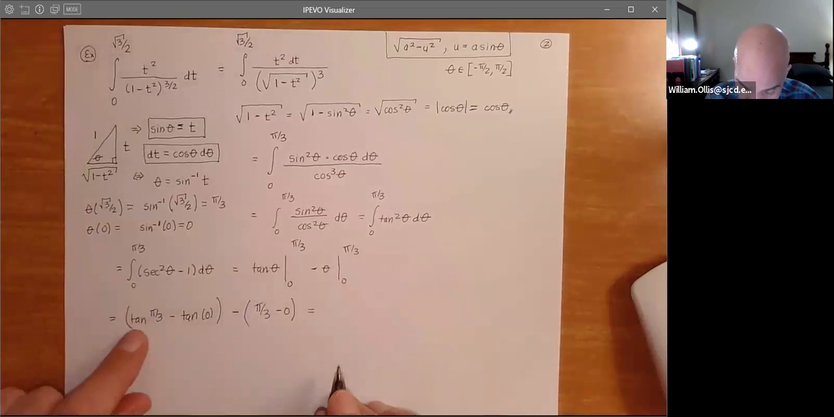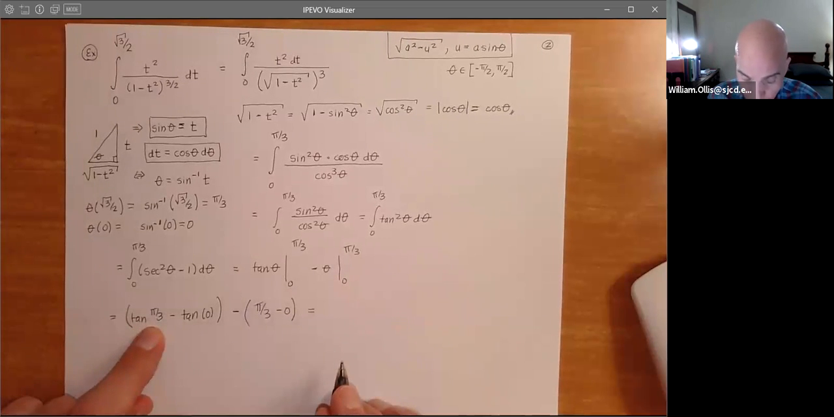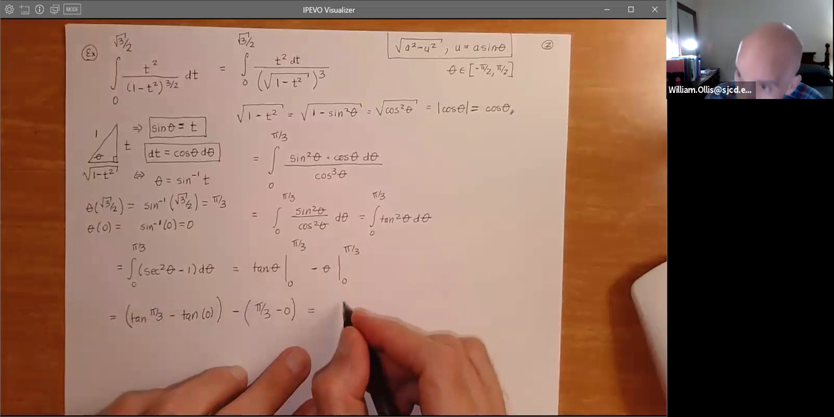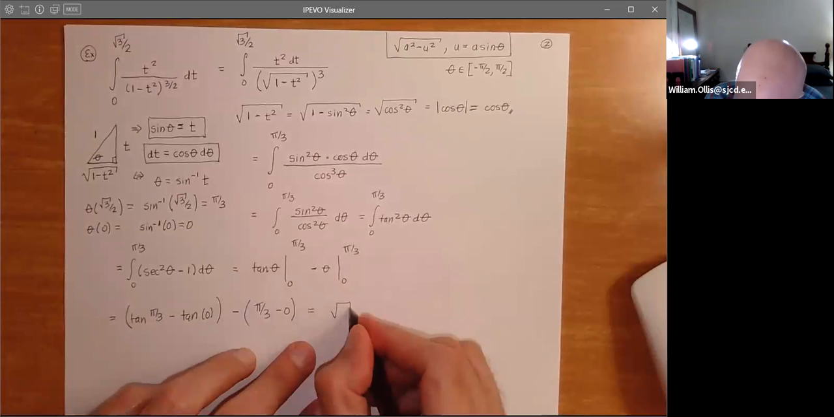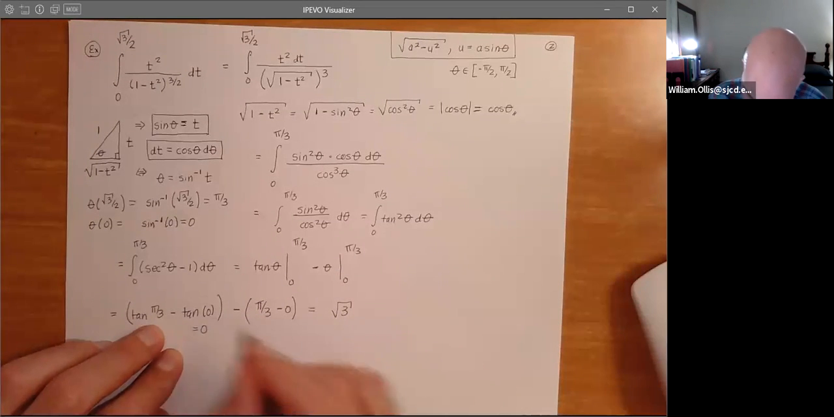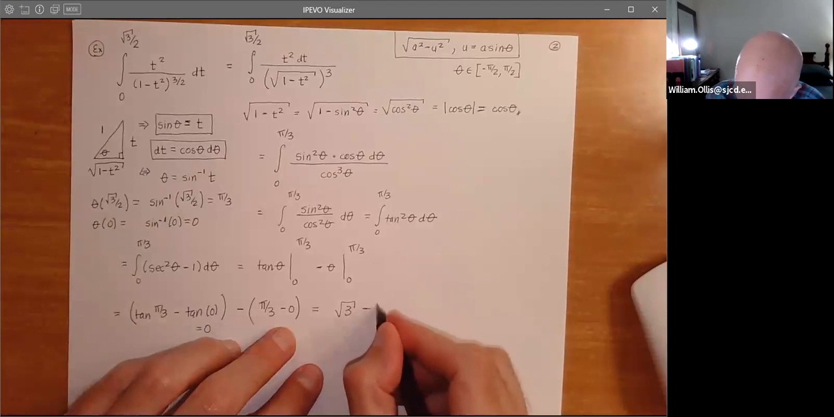So now when you look at this, we're going to get the tangent of pi over 3. That's just square root of 3. Remember, sine over cosine. The 2's drop out. And then, of course, the tangent of 0 is 0. And then we have minus pi over 3.